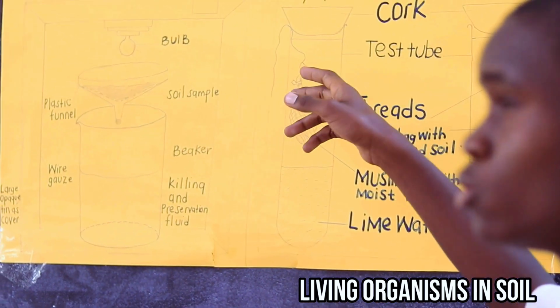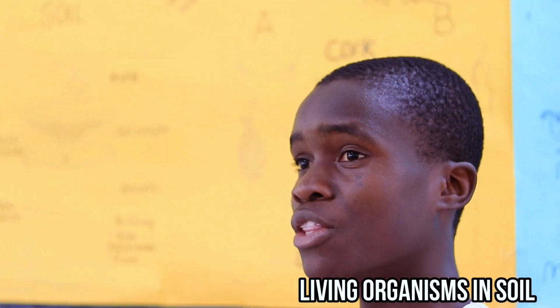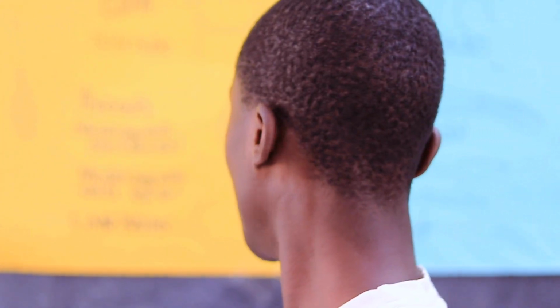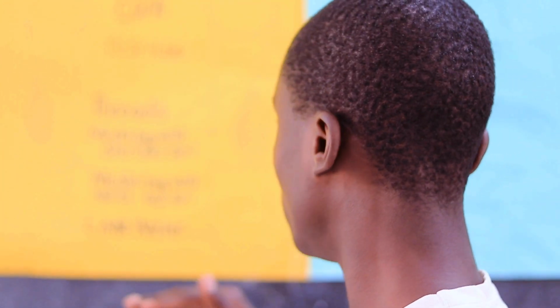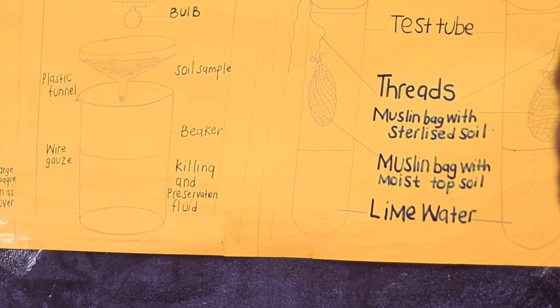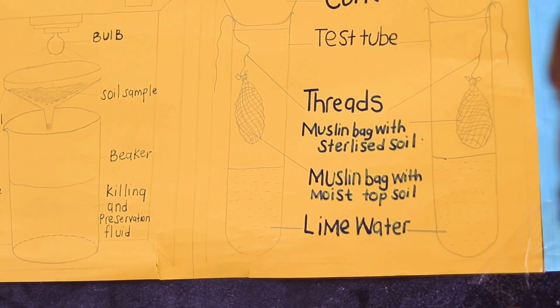So you'll first get a handful of fresh topsoil and then separate it into 2 portions. Then get 1 portion and sterilize it by heating vigorously for 30 minutes. After here, you will also put the fresh soil in another muslin bag. Then you will measure the same amount of lime water in test tube A and test tube B. So you will suspend the muslin bags with the soil in the lime water. You will leave it for some few days, like 2 to 3 days.